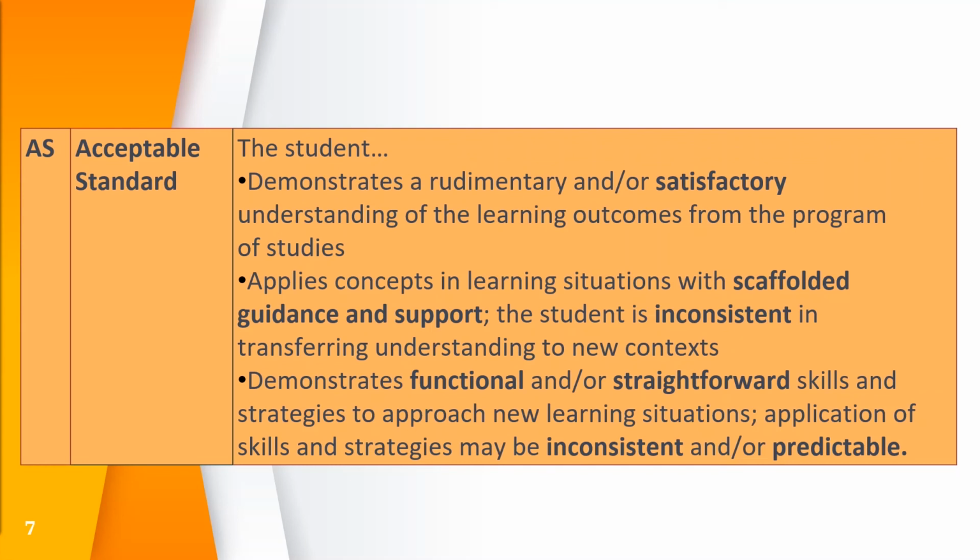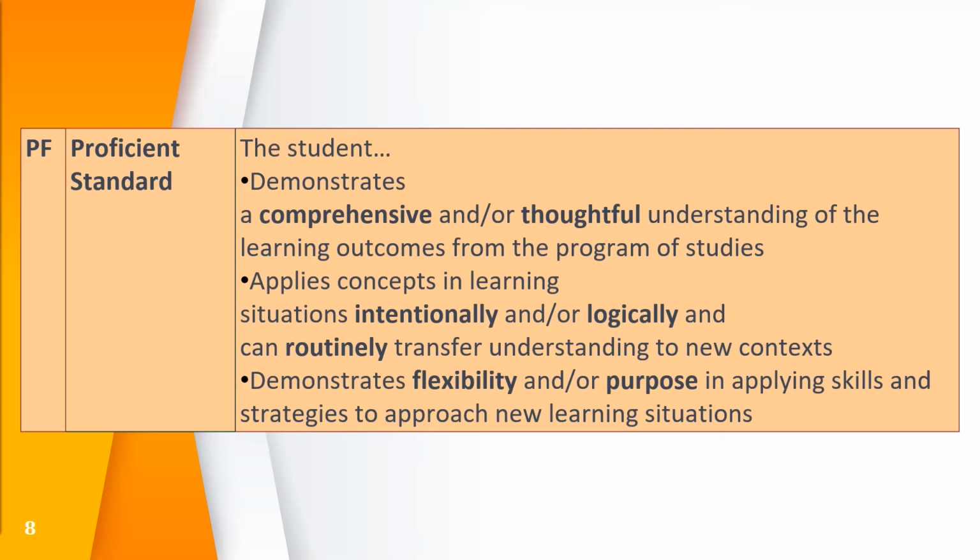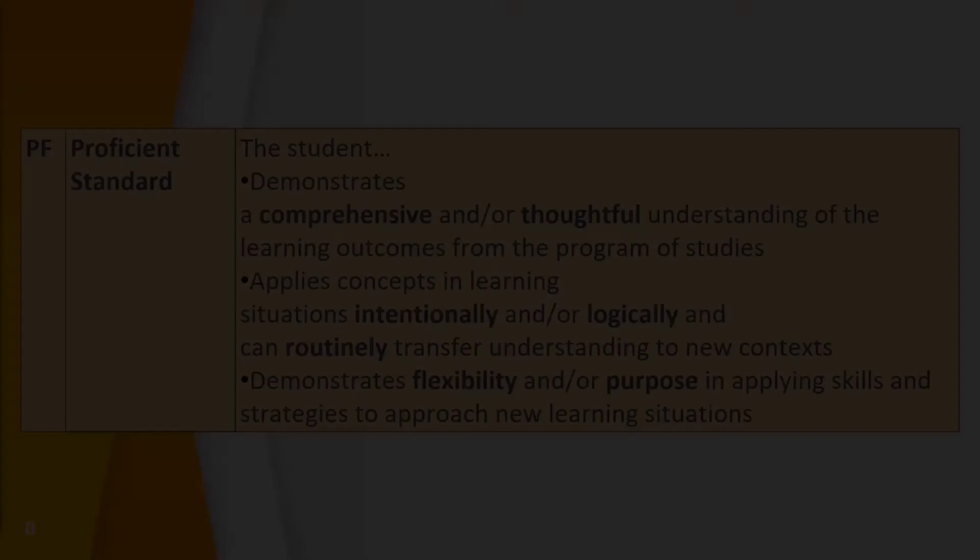And our next one is proficient standard. An acceptable to proficient standard is probably the most difficult for teachers to make that distinction. And so it's an area that you need to focus on a little bit more and take a look at. For proficient standard, the student, in relation to the outcomes, would be more thoughtful and intentional in how they understand the concepts and more purposeful in applying their skills to new situations, and can apply those skills on a regular basis.